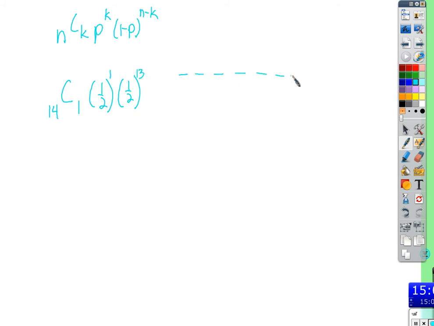Where is that coming from? Just a reminder. Let's say that we get a heads, then we get a tails, then we get a tails, and all the way down to the 14th one, we get a tails. That's where we get the 1/2 to the first times 1/2 to the 13th. And whether that heads is the first or second or third or fourth or wherever it might fall, still there's one probability of success and 13 probabilities of failure that are multiplied together. And then multiply that by 14, because there's 14 ways to have that heads somewhere in those 14 flips.